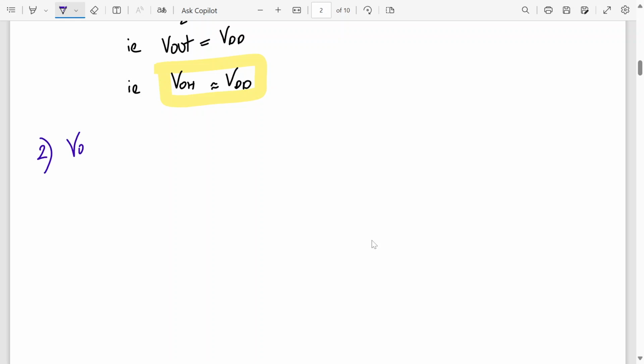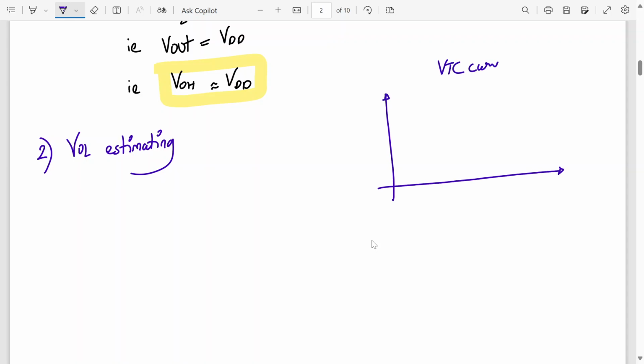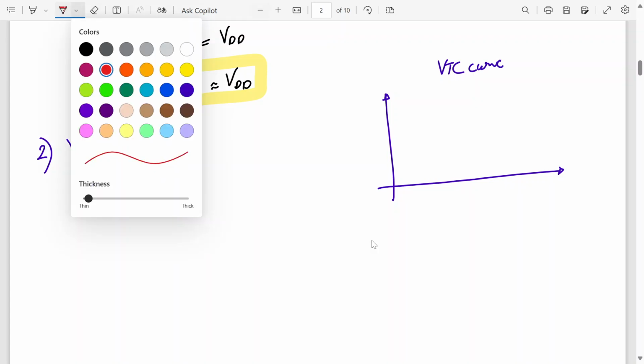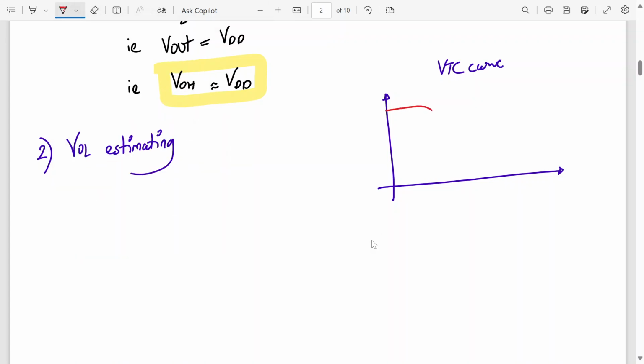So next is VOL estimation. We need to refer to the VTC curve. Let me show you the VTC curve once again. We'll keep on drawing this VTC curve until it becomes a part of your system. Okay, so this is my VTC curve. It doesn't go to 0, it stays at some value, and the corresponding value at V out is VOL. This is V out, and this is V in.